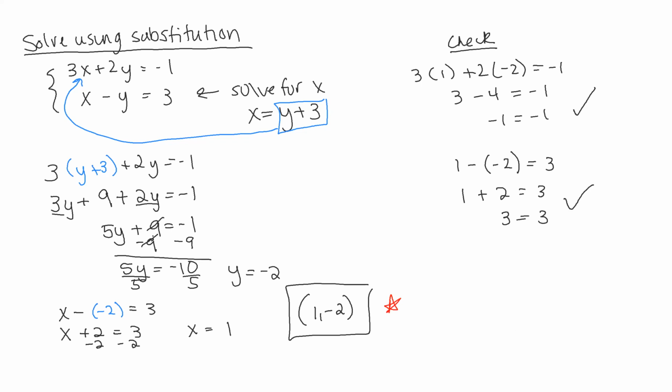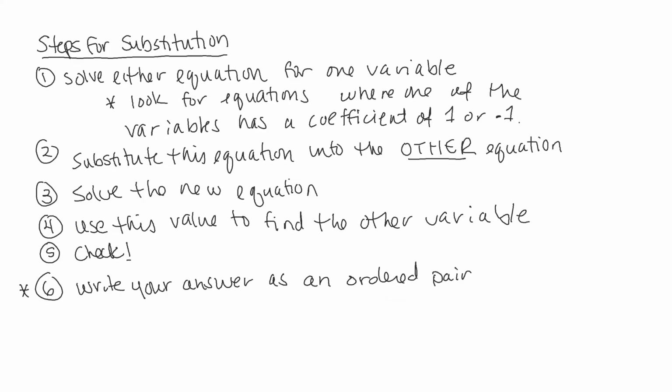So again, just to recap the method of substitution, you solve either equation for one variable. So pick an equation, pick a variable, solve. Again, make life easier for yourself. Look for equations where the coefficient on one of the variables is 1 or -1. Those are the easiest. Once you solve one of the equations for one variable, substitute that equation into the other equation, solve the new equation, use this value to find the other variable, check, and then write your answer as an ordered pair. Okay? So let's see. That's it for substitution for right now.